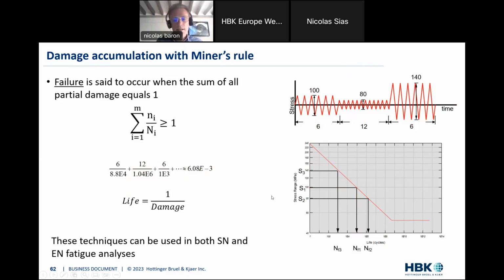This technique, this Miner's rule, we can use it both for the SN, the one we've talked mainly about so far, and EN, which is to come. SN and EN, so stress life and strain life fatigue techniques, can both use Miner's rule and this accumulation rule to calculate the damage value. They are valid for both routes, both strategies.